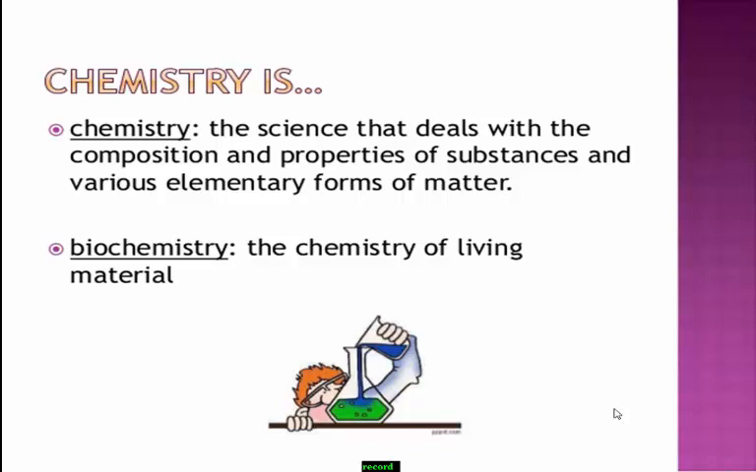Next, I think you already know, chemistry is the science that deals with the composition and properties of substances and various elementary forms of matter. And there is also biochemistry, which involves the chemistry of living material.